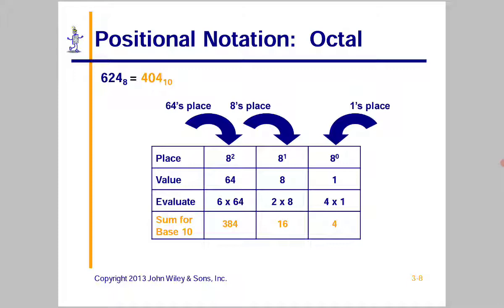So place, value, evaluate, sum, as for base 10. Starting from the extreme right, 4 into 1, plus 2 into 8, plus 6 into 8 square, which means 6 into 64. That is 4 plus 16 plus 384, that is 404.